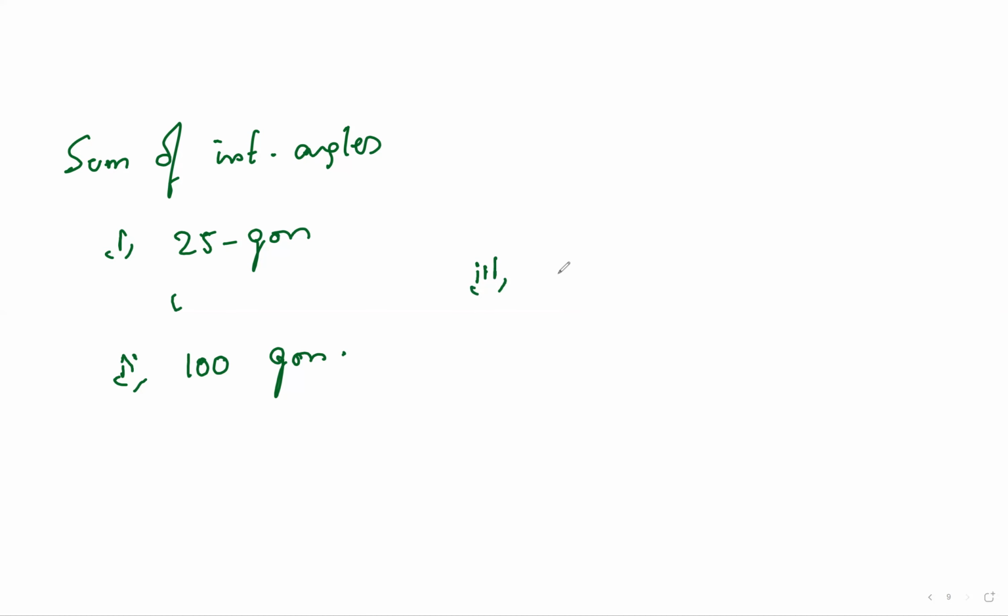We don't use 25-gon or 100-gon. So let us see 6-gon. 6-gon is what? Hexagon. Okay, so sum of angles in a hexagon. All these three, just for practice purpose you do.